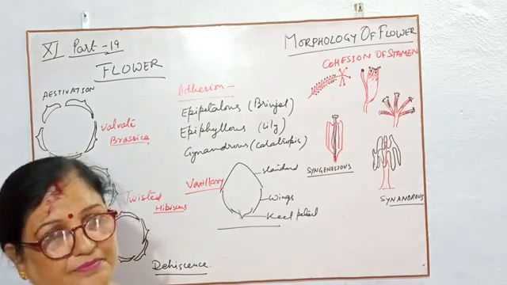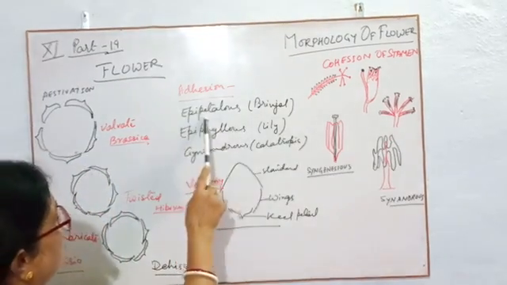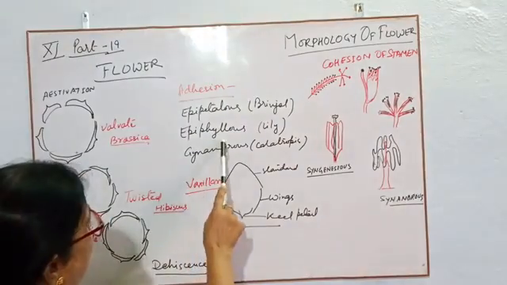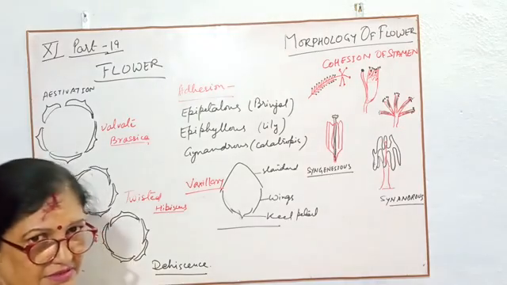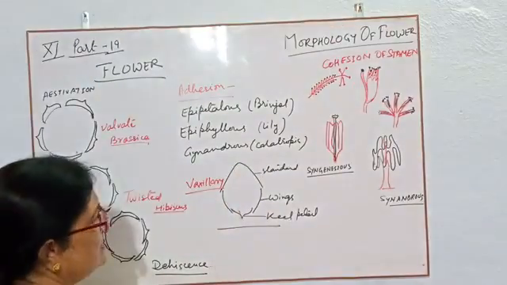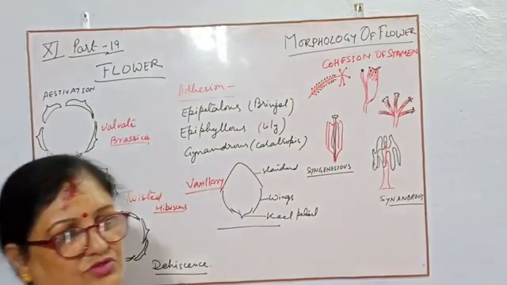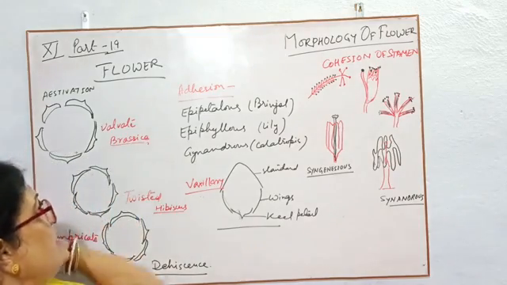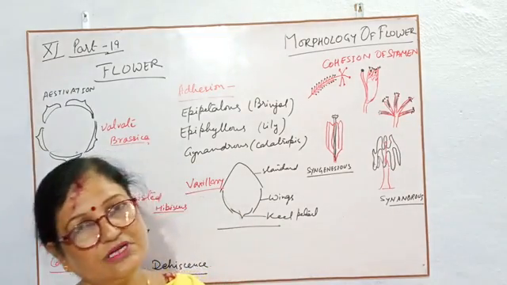Now for examples, epipetalous we can find in brinjal, epiphyllous we can find in lily flower, and gynandrous type of stamen we can find in calotropis. So these are the types of adhesion. Now children, adhesion and cohesion, do you know the difference?